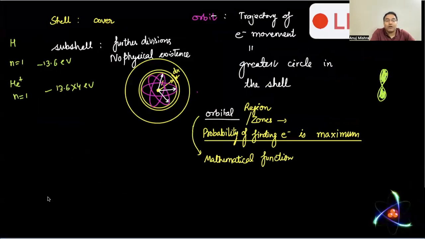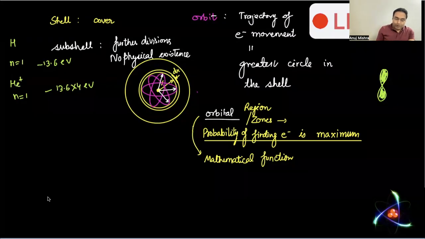What else did we discuss after that? We talked about shell, subshell, orbit and orbital definitions. Shell is a cover, the literal meaning is cover. For shell, I have given you a visualization of spherical shells. Remember? Spherical balls, one inside the other. That is a spherical shell. We talked about orbit, that is the trajectory of movement of an electron in the greatest circle in the given shell. So understand this part very clearly.